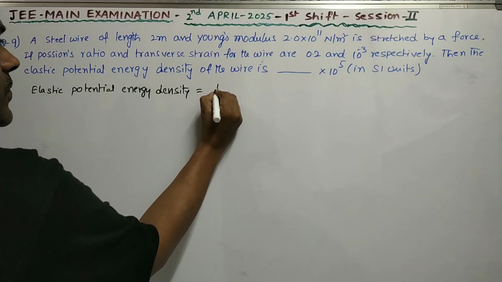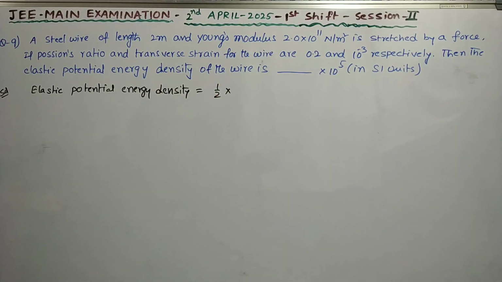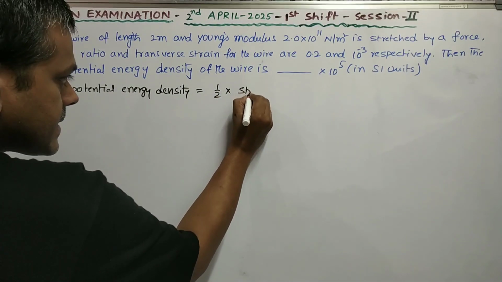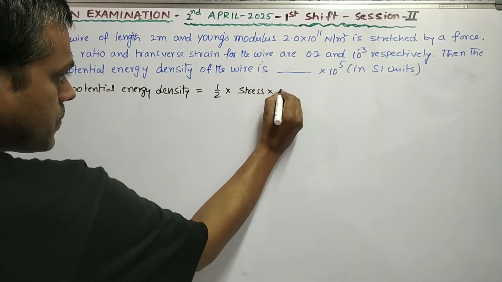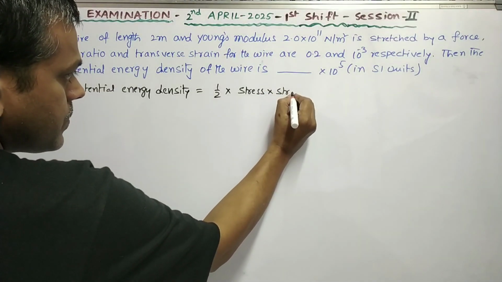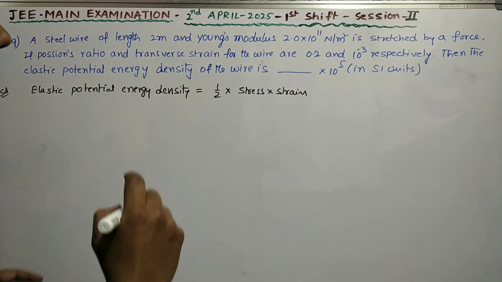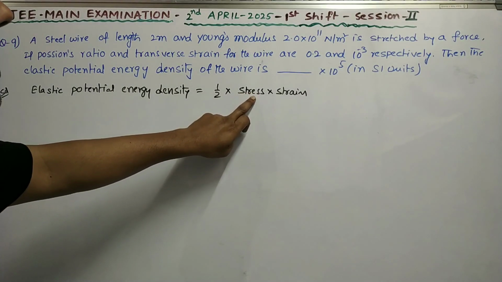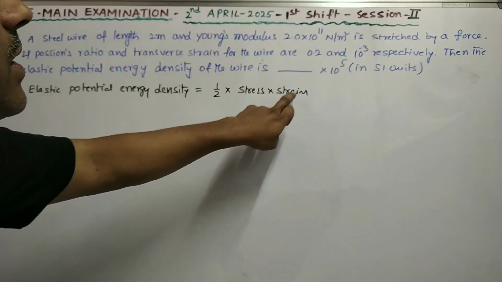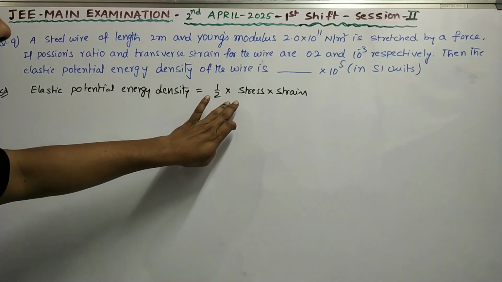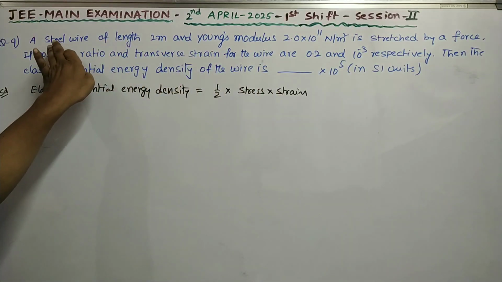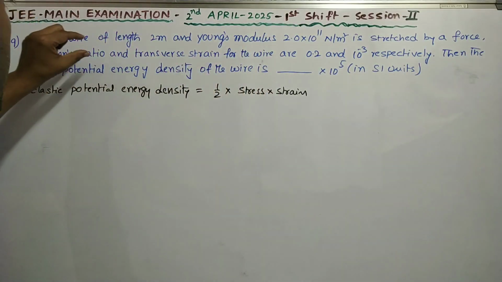Okay, which formula do we have? Energy density is half into stress into strain. So this is the formula. Stress is not directly given, and strain is also not given. So to find stress and strain, use the remaining information given in the question.